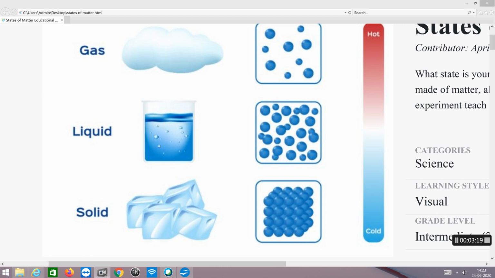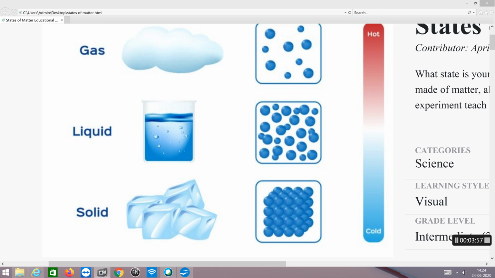And look at the figure of liquid and see how the molecules are arranged. The molecules are loosely packed. That means the space in the liquid molecule is more than that of solids. So the molecules can move inside the container. They cannot move out of the container, they can move inside the container. And the force of attraction between the molecules is less compared to solids, and the intermolecular space is more compared to solid.